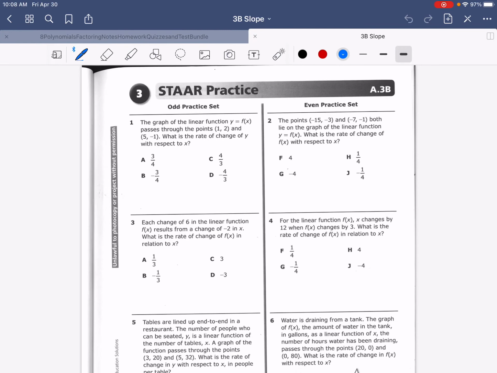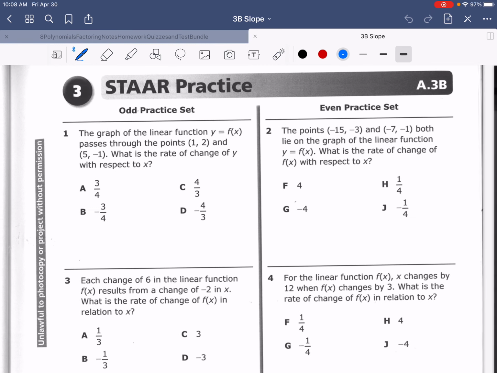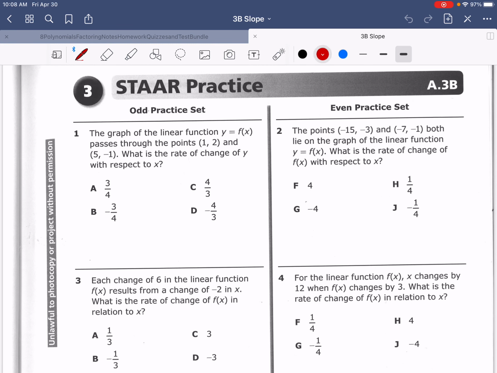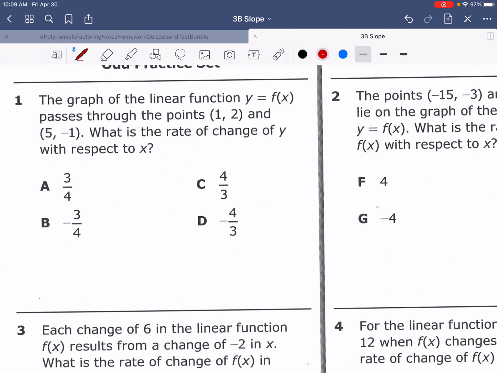Okay guys, welcome back to algebra class. This time you're going to review the slope. So 3B, the title of this lesson is gonna be slope. Okay? So slope has another name. For example, it says what is the rate of change? Rate of change means slope.